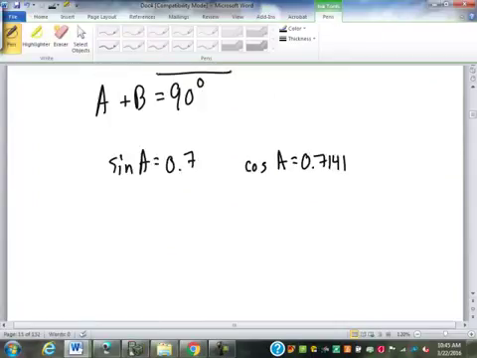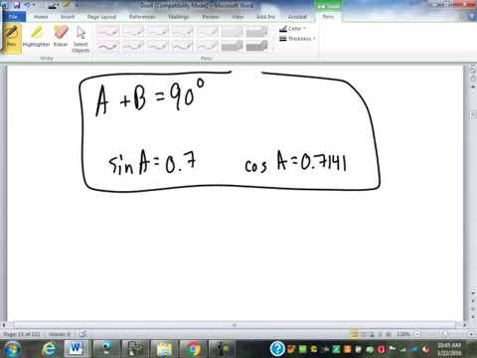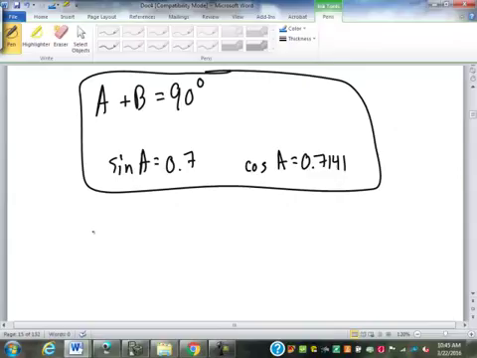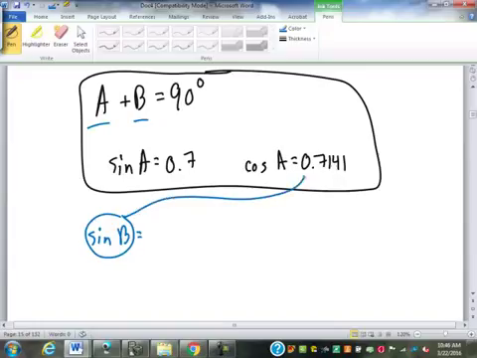So I'm given this information. They're complements, and I'm given the sine and cosine. What if I ask you for the sine of angle B? What's that have to be? If they're complements, the sine of one has to equal the cosine of the other. So the sine of B has to equal the cosine of A.